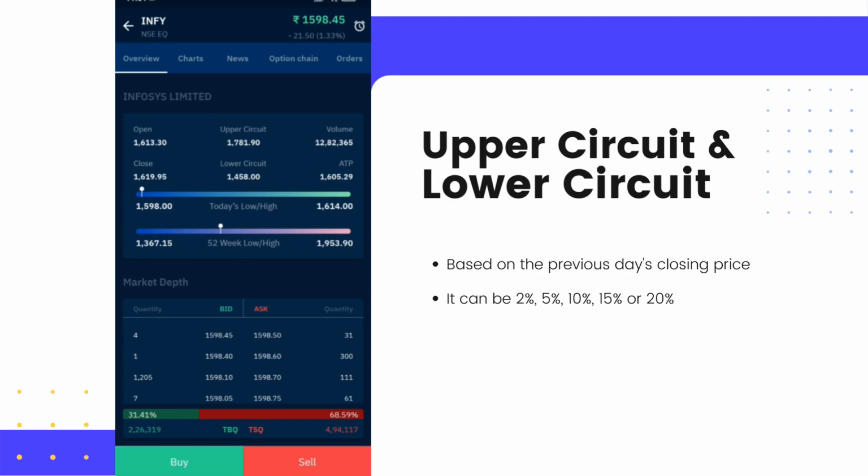Now today is Friday, so the next trading day will be Monday, right? So Monday's circuit limits will be calculated according to today's closing price, which is 1600, if we assume that happens. So 1600 plus 10% is 1760, and 1600 minus 10% will be the lower circuit for Monday, right? So according to Friday's closing price, Monday's circuit limits will be decided. According to Monday's closing price, Tuesday's circuit limits will be decided, and so on, right?